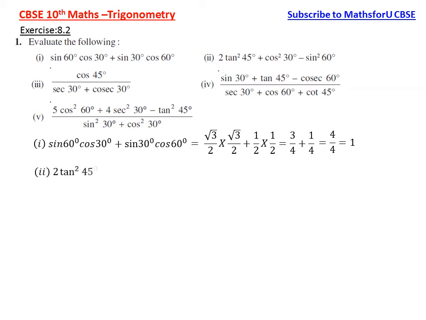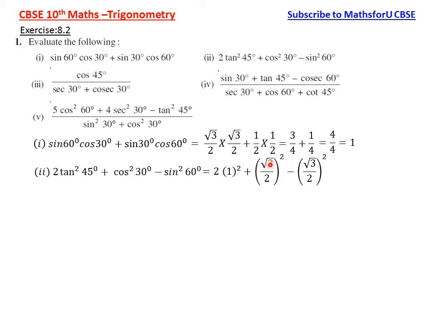2 sine square tan square 45 degree plus cos square 30 degree minus sine square 60 degree. Now tan square 45 degree can also be written as tan 45 degree the whole square. So we will have to substitute the value of tan 45 and square it. The same way cos 30 and square it and sine 60 and square it. So 2 into tan 45 is 1 and cos 30 is root 3 by 2 and sine 60 is root 3 by 2 whole square. Cos square 30 and cos 30 the whole square are same.